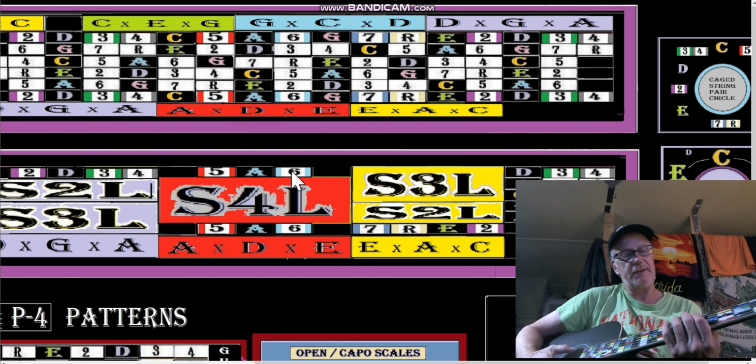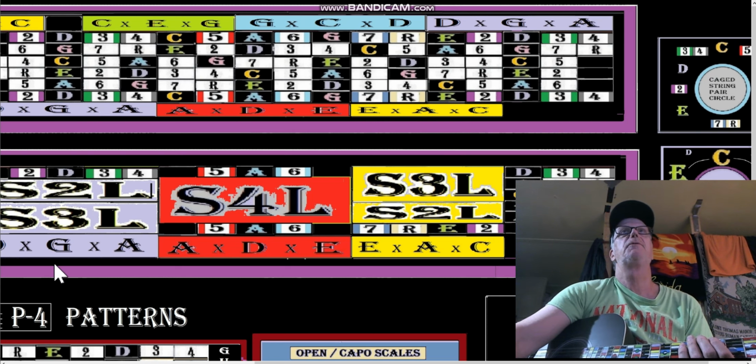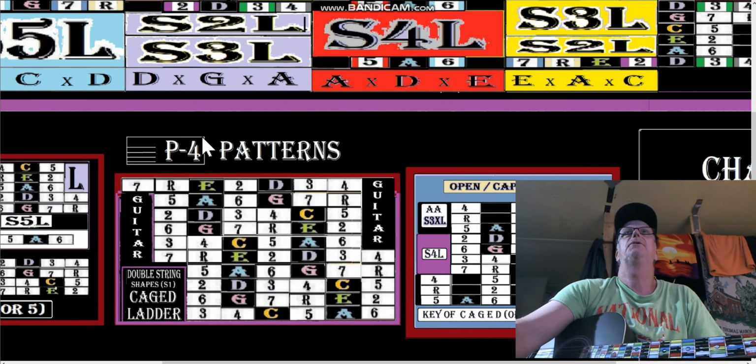So for that A-shaped D, the S4L, let me just review that for you for a second so we can get that. S4L is going to be 7, root, 2, 3, 4, 5, 6, 7, root, 2, 3, 4. That's all it is. It's easy. It's all part of a larger pattern.